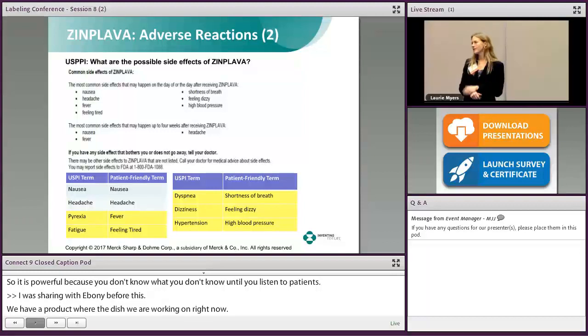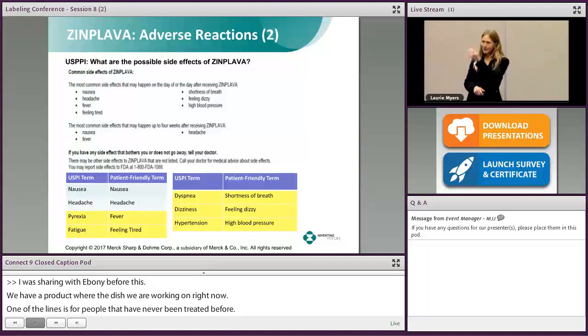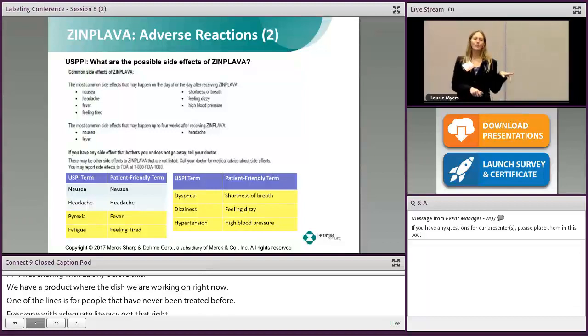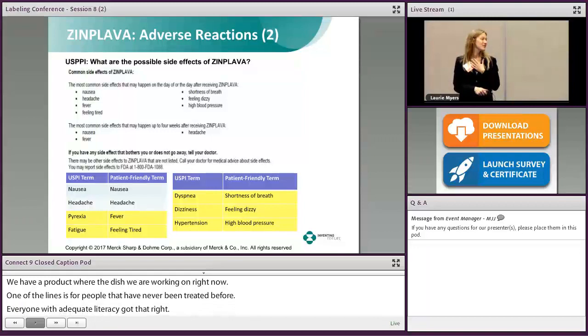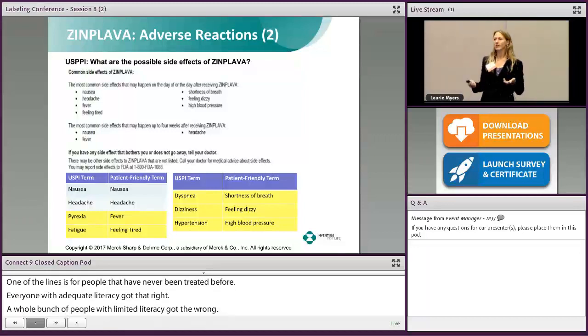it is for people, one of the lines is for people who have never been treated before. Everyone with adequate health literacy got that right. A whole bunch of the people with limited health literacy got that wrong. And I was shocked. They missed the word never. So they read it as for people who have been treated before.